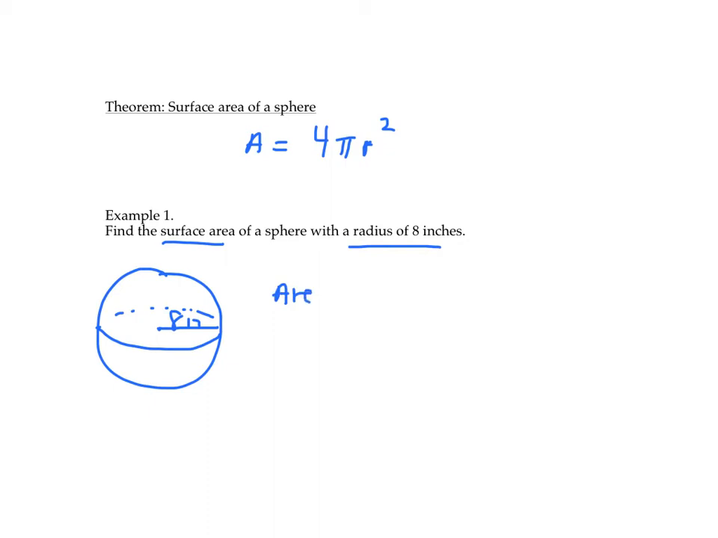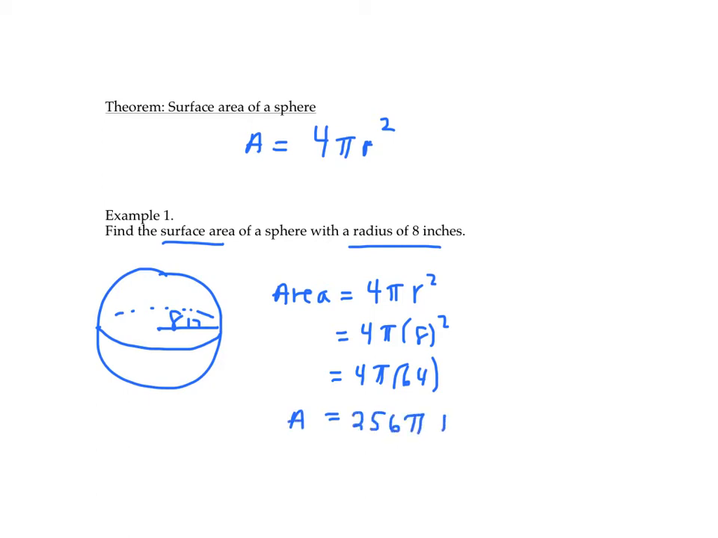So the area formula is 4 pi times the radius squared. So we're going to plug in our radius of 8 and square that. We have 4 pi times 64. So multiply the 4 by the 64 and we get a total area equal to 256 times pi, and then it's in inches squared. We're going to leave it in its exact form unless we're asked to do otherwise on the CYU or the homework.